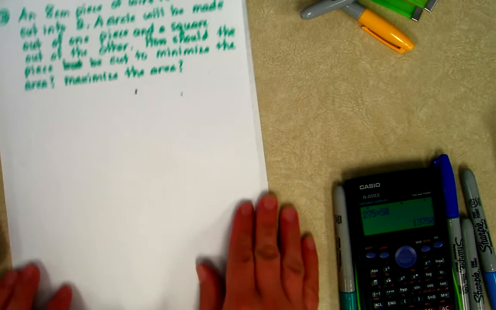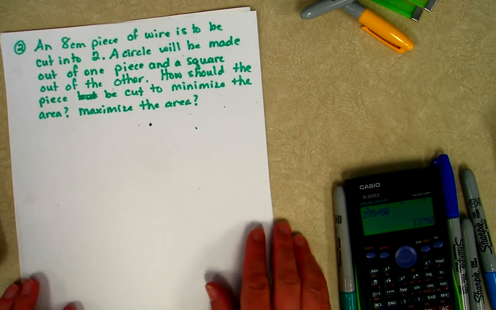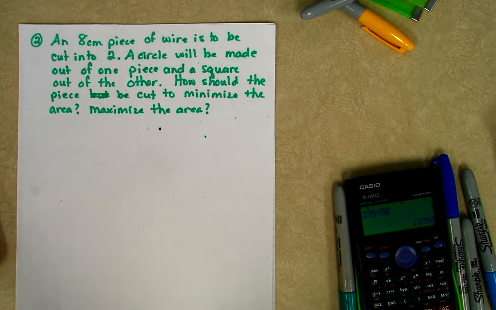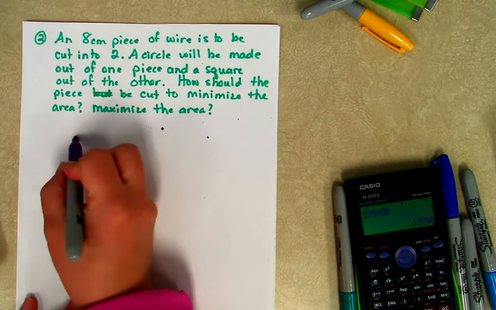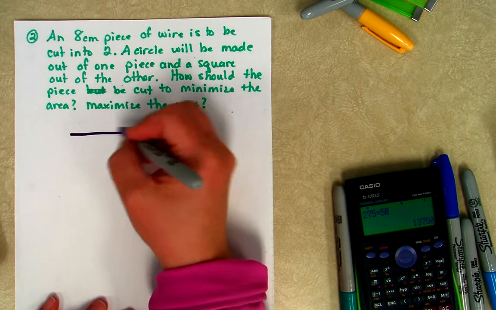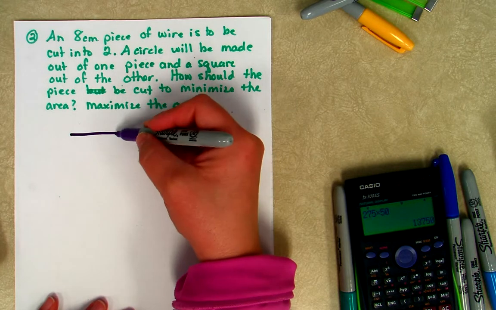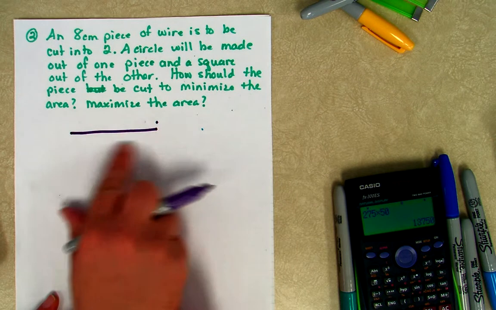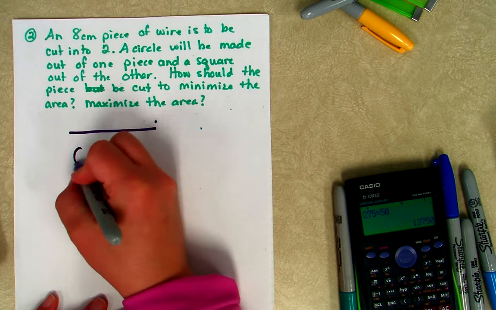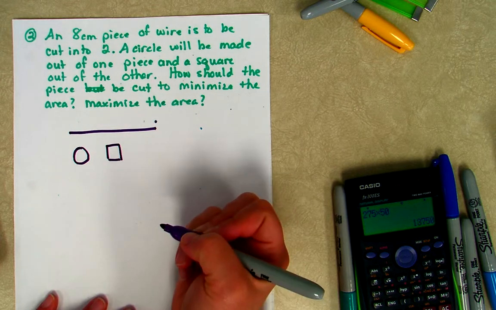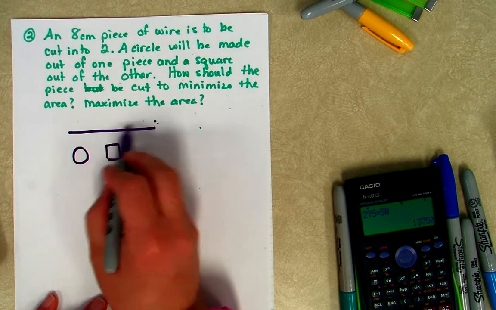Okay, example number 2 is going to be a little bit strange. It's a little bit more theoretical. It's not practical like the first one, but it is a neat example. So we have an 8 centimeter piece of wire. It's going to be cut somewhere along the wire into 2 pieces. It might be cut in half, it might be cut with one long and one short, but it's going to be cut into 2 pieces. One piece is going to make a circle, the other piece is going to be formed into a square. Where should it be cut? Should it be cut in the middle?